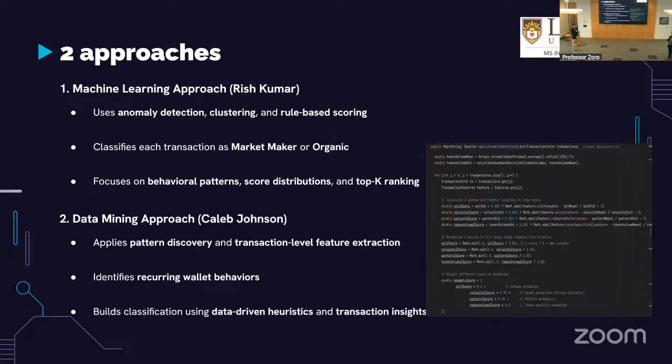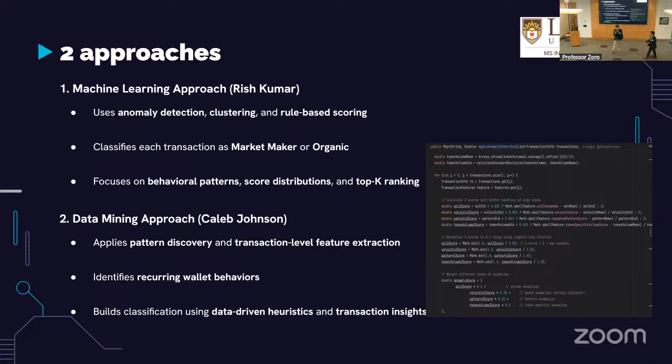We used two broad approaches to get to our classification. I specifically worked on machine learning approaches, focusing on anomaly clustering and rule-based scoring to determine thresholds beyond which I would classify that as a market maker. These approaches usually focused on behavioral patterns, the amount of absolute Solana changes, what kind of flags were raised for every single transaction. And I finally used a top K rating to classify the 5% as market makers.